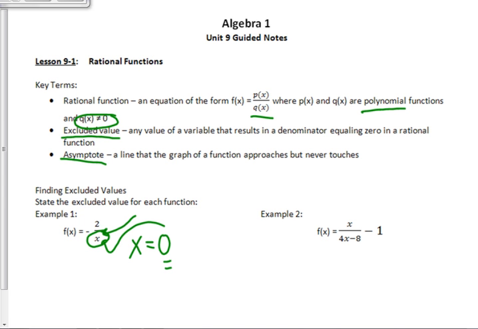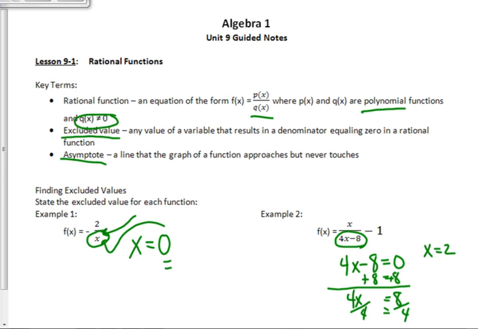In example 2 here, you take the denominator again and set it equal to 0. So you would have 4x minus 8 equals 0. Basically, solve for x, so I'd add 8 to both sides. We have 4x equals 8. Divide this side by 4, divide this side by 4, and this would give us x equals 2.